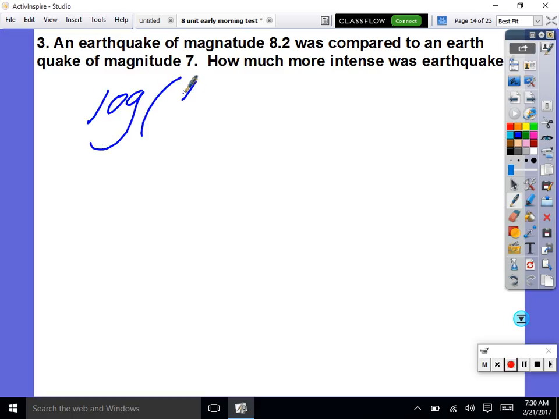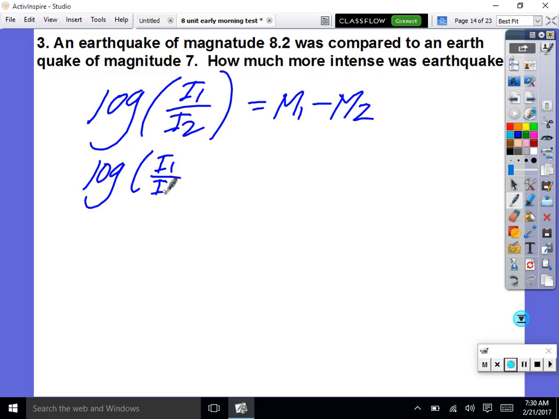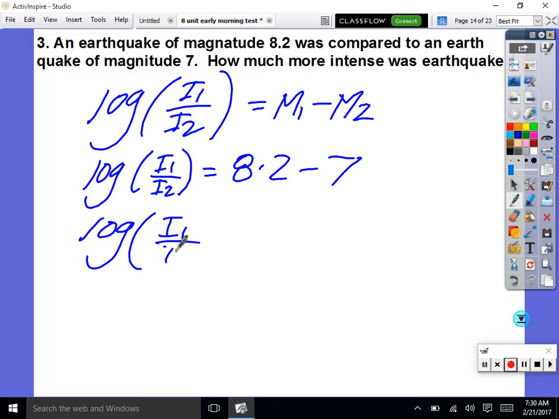It's log of I1 divided by I2 equals M1 minus M2. So we have log of I1 divided by I2 equals, I'm going to do the big minus the small, 8.2 minus 7. So log of I1 divided by I2 equals 1.2. How do you get from 7 to 8.2? That is 1.2. We're just thinking too hard about it.